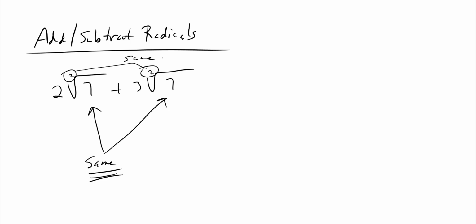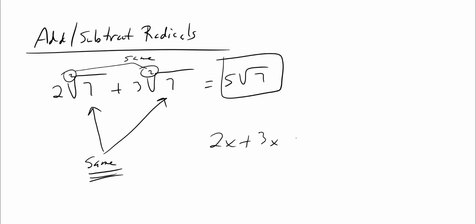So let's think logically. If you've got 2 root 7s in your pocket and I hand you 3 more root 7s, what do you have in your pocket? You've got 5 of those. You have 5 root 7s, and that's the answer to this problem. It's like when we add x's together. If I said 2x plus 3x, if you have 2 x's and I give you 3 more x's, how many x's do you have? You have 5 x's. It's the same idea, except it's a radical.